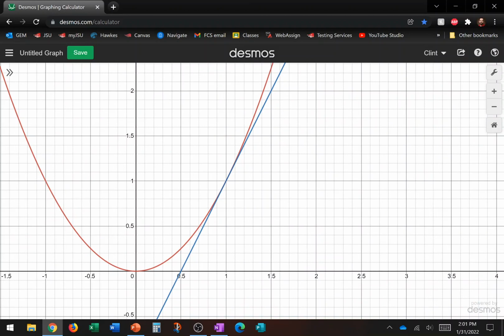Yes, that's all it is. Good question. f of a, we just take whatever the a value is, which is the x coordinate of the point that we're dealing with, plug it into the function.